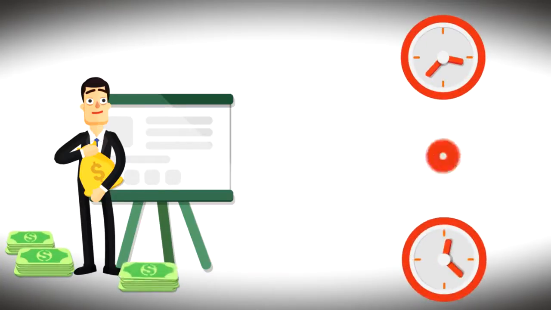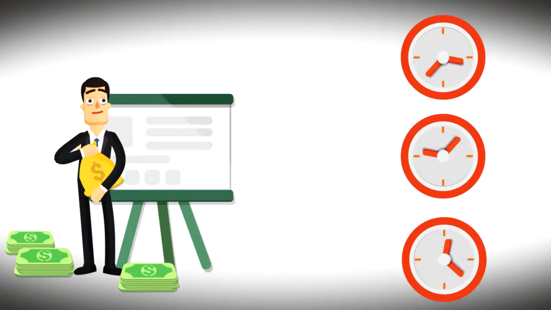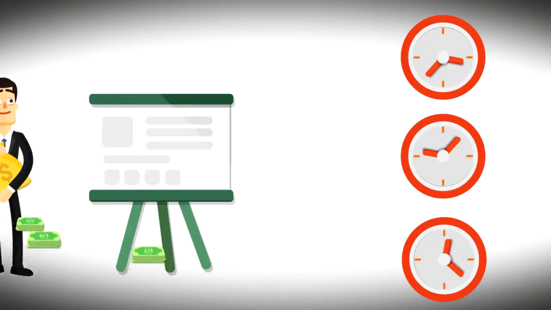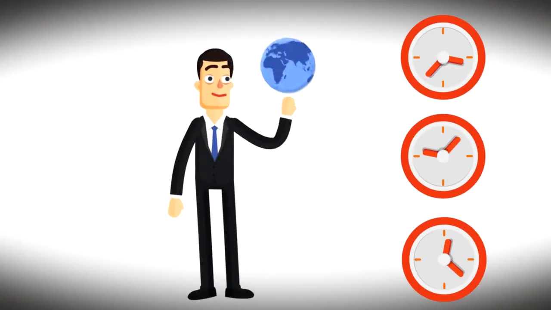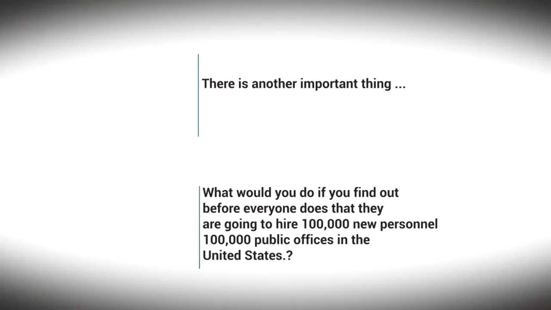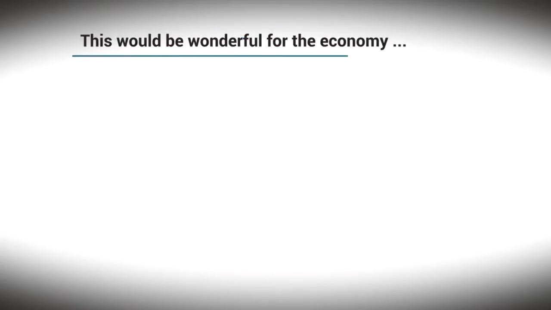2. All of this data is disclosed at exact times, not 2 minutes before nor 2 minutes later. The representation of economists programs and releases the information to the world on time and within seconds. There is another important thing. What would you do if you found out before everyone else that they're going to hire 100,000 new personnel, 100,000 public offices in the United States? This would be wonderful for the economy.